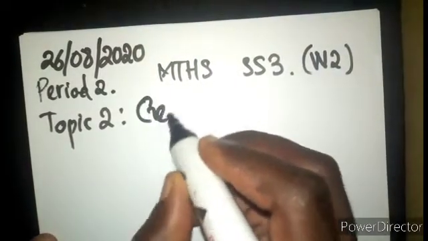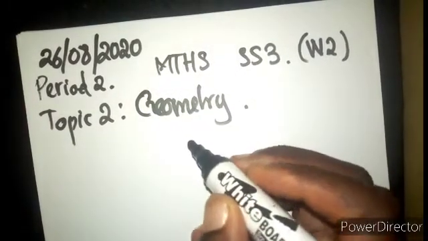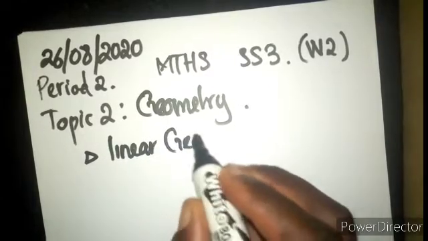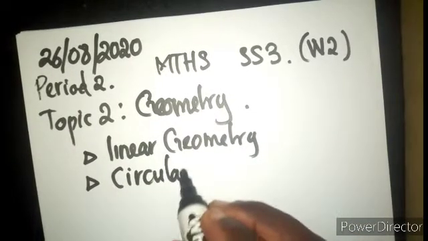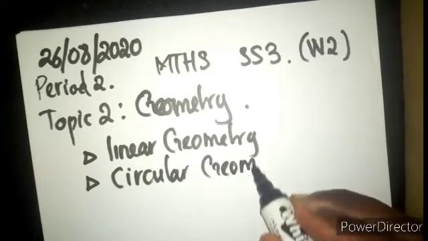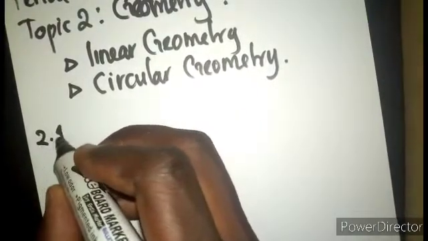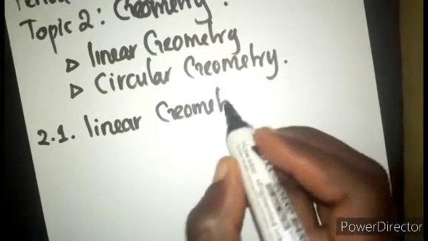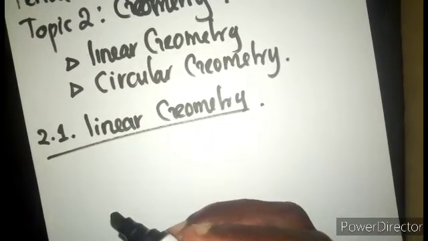Now the topic we're looking at is geometry. This topic is divided into 2 major branches. We have linear geometry, and we have circular geometry. We'll start with 2.1, that's linear geometry, and discuss the things that we come across often in linear geometry.